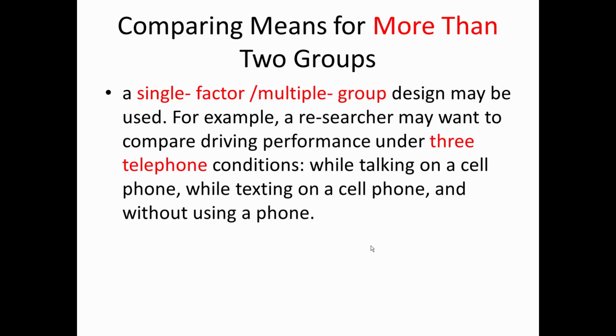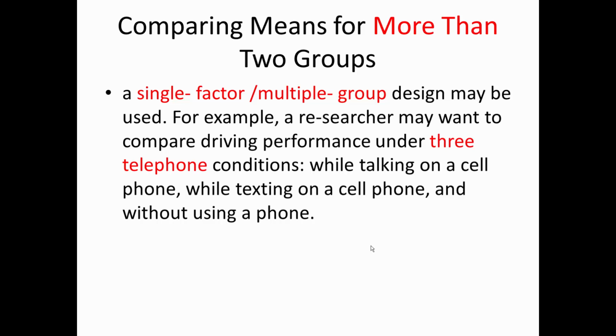There's also a possibility that sometimes you have more than two groups to compare, or more than two conditions to compare. For example, if you want to do research on the effectiveness of using a cell phone in a car on driving errors, you may have only two groups: cell phone, no cell phone, or you may have three groups: one group no cell phone, the other group has a cell phone but talking only, and the third group with the cell phone and texting.